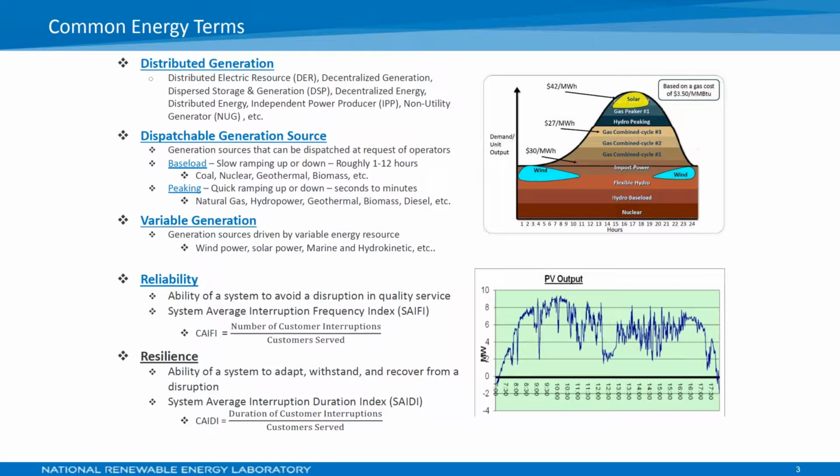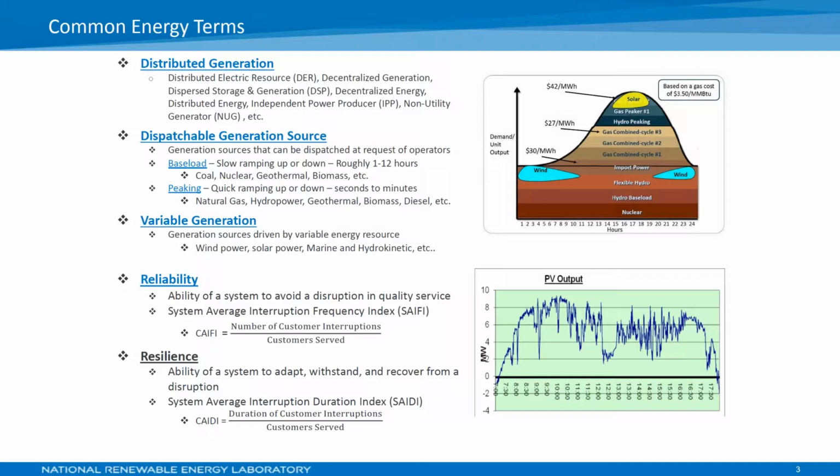A dispatchable generation source is any generation source that, to oversimplify, you can turn a knob and that generation source will go up or down. So it's something like a diesel generator or a battery or fossil fuels or hydropower in most scenarios. And those can be operated a couple of different ways. There's a graphic on the left that shows how they're dispatched throughout the day as the load on the electric grid changes.